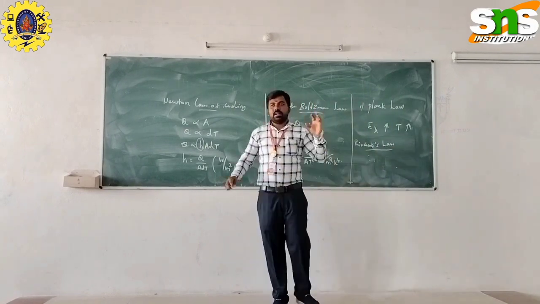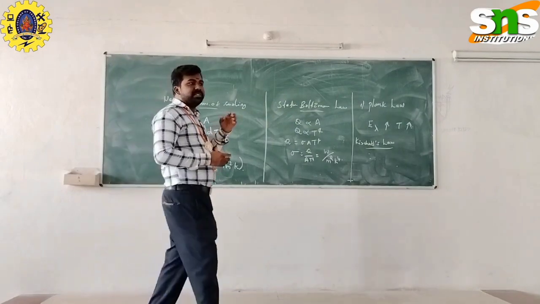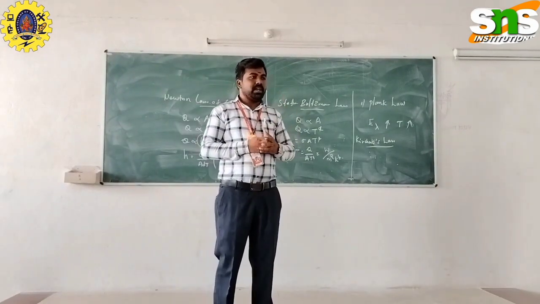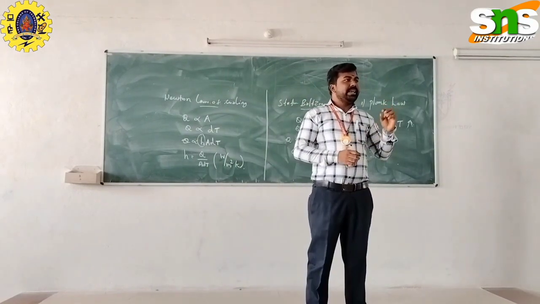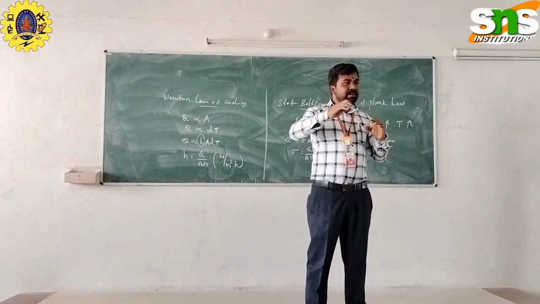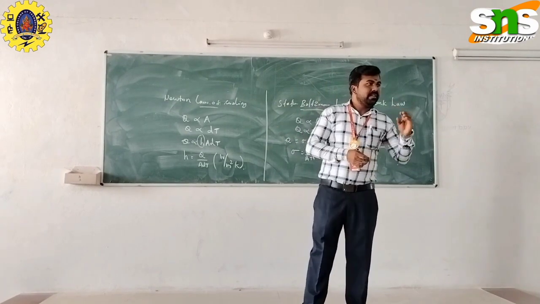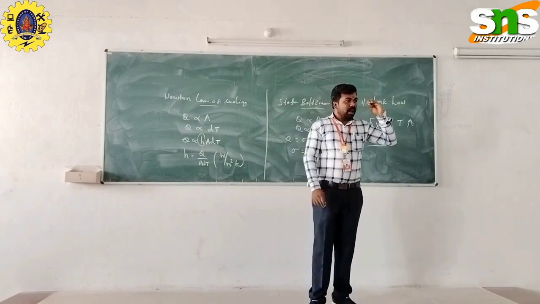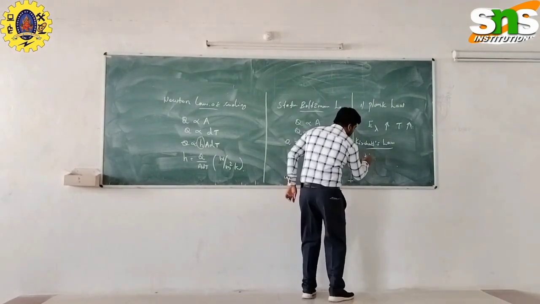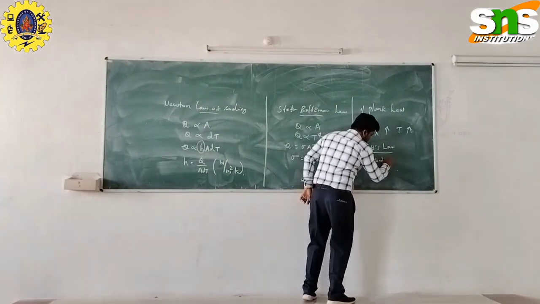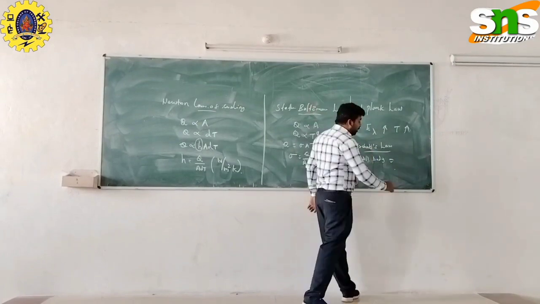Kirchhoff's law states the ratio between the emissive power and the absorbing power. So the ratio of emissive power to absorbing power for all bodies is equal, and is the same as the emissive and absorbing power ratio of the perfect black body. Again, I am telling, the emissive and absorbing power ratio for all bodies is equal and the same as that of the perfect black body.